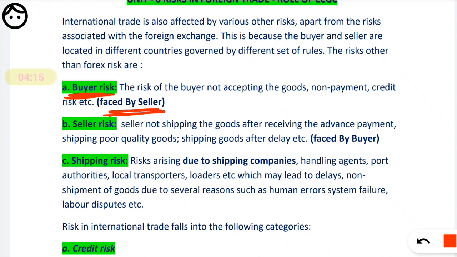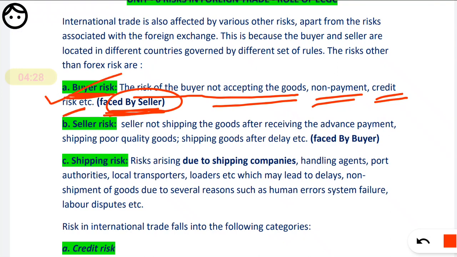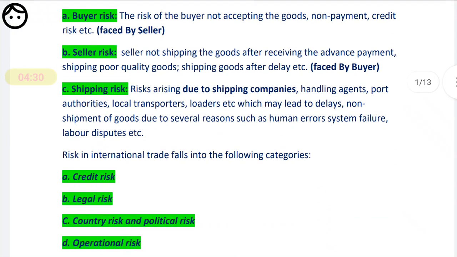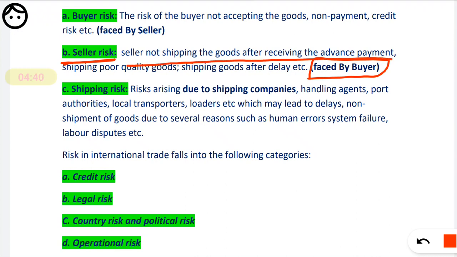See, the risk of the buyer, that the buyer is not accepting the goods, or the buyer is not paying, or it may be a credit risk. That risk faced by a seller is called the buyer risk. Very easy. And vice versa, the risk faced by a buyer is the seller risk. That means the seller is not shipping the goods after receiving the advance payment, or is shipping poor quality goods, or is shipping the goods after some time, that is a delayed shipment. That is called the seller risk.